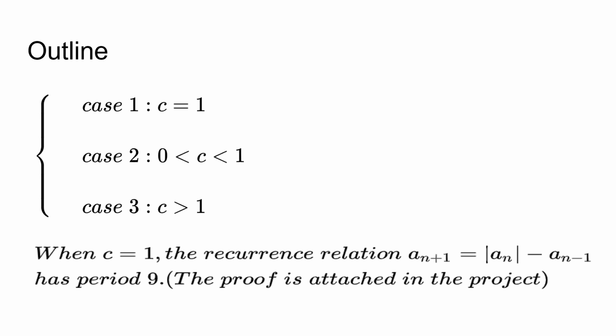When C equals 1, the recurrence relation has period 9, and the proof is attached in the project, so I will not show this in the presentation, since it's more like tedious work.